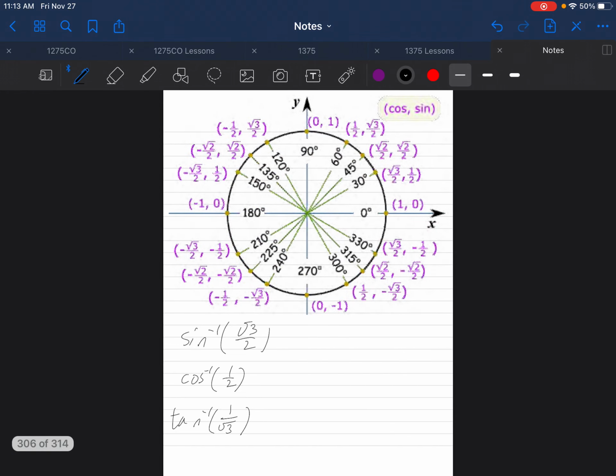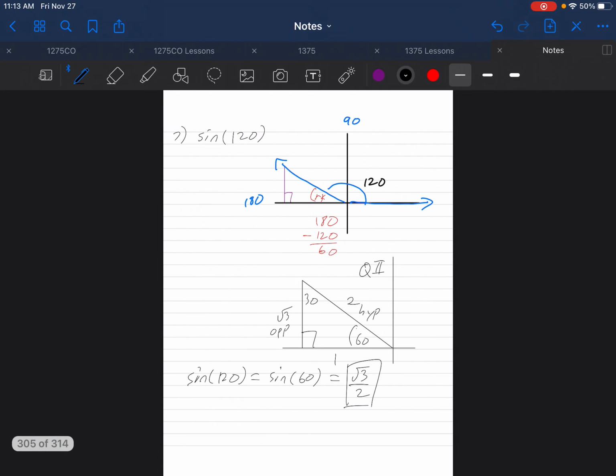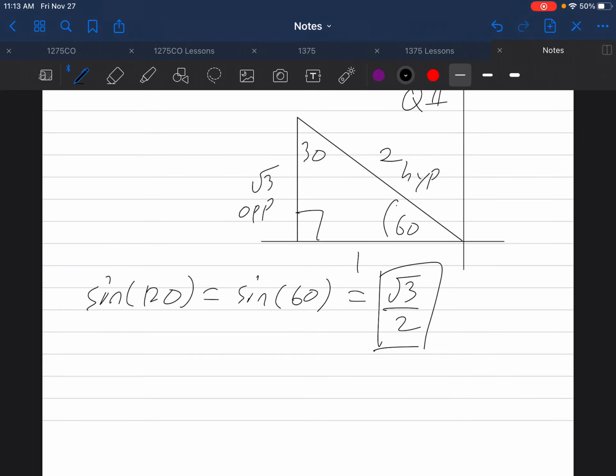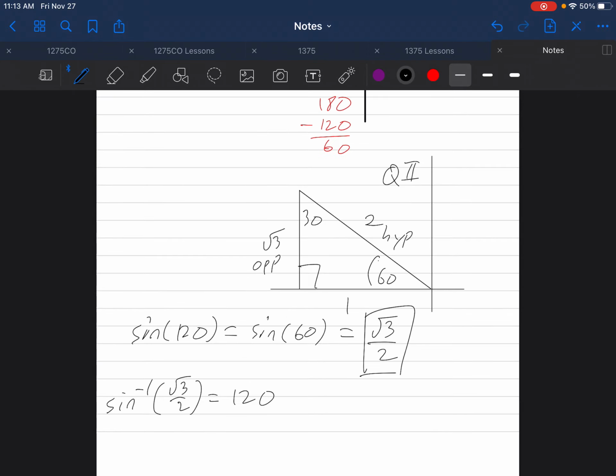So remember, a couple of minutes ago, what is the inverse sine function again? The inverse sine function takes a value like this, radical 3 over 2, and we can put in this angle as the answer. The inverse sine of radical 3 over 2 is equal to 120. So the sine of 120 is equal to radical 3 over 2, which means once again we can swap these two values.